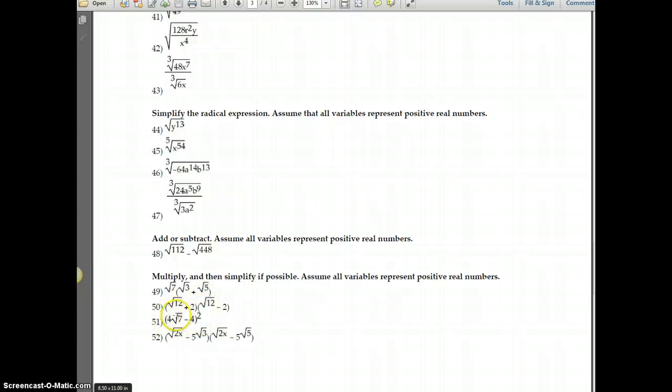This one here is one I want to make sure you understand. Oh, let's go back to number 50 first. What we have here are two binomials. I know it kind of came out a little bit funky on the paper, but we have the square root of 12 plus 2 times the square root of 12 minus 2. Two binomials. You're going to FOIL them. There's also a special rule that we can follow if you recognize that we have the sum and the difference of two of the same terms.